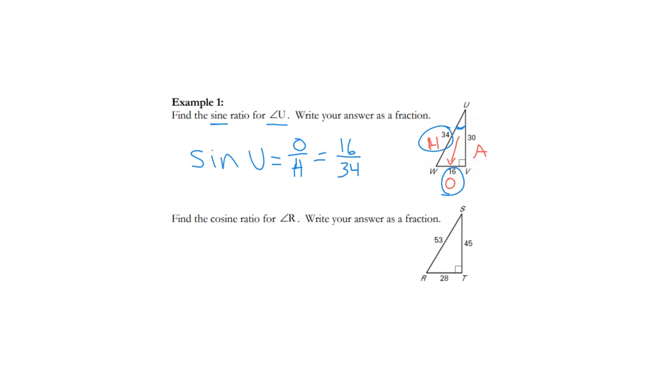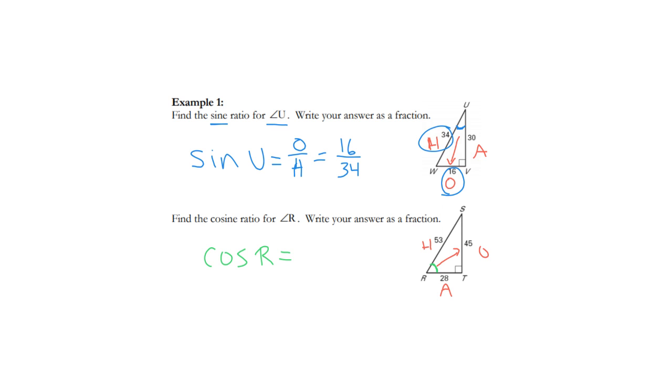Now we'll do the cosine for angle R. Here's angle R, and we're going to find the cosine for that angle. And again, I'm going to label my sides first. Across from the right angle is my hypotenuse. Opposite of the reference angle, the angle we're referencing, is the opposite, and then the remaining side is the adjacent. Again, notice it's a different setup than this one right here.